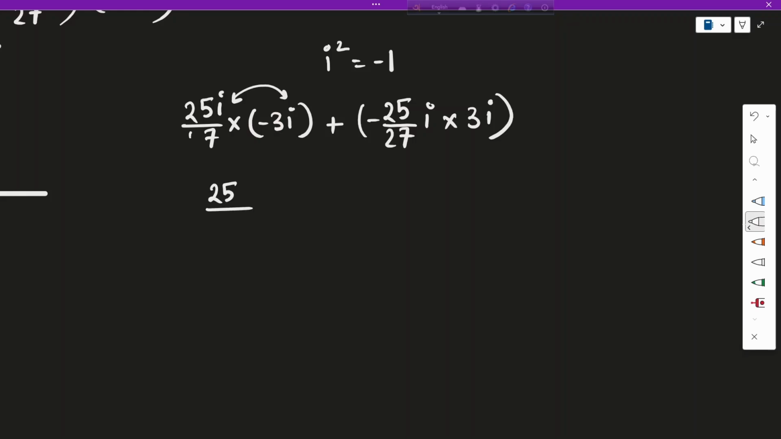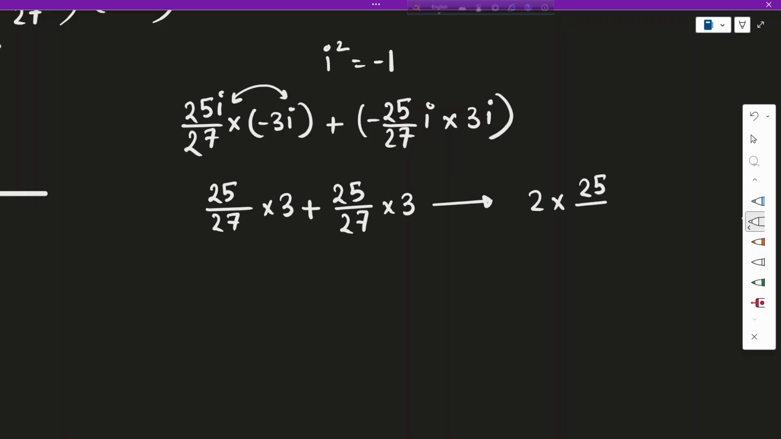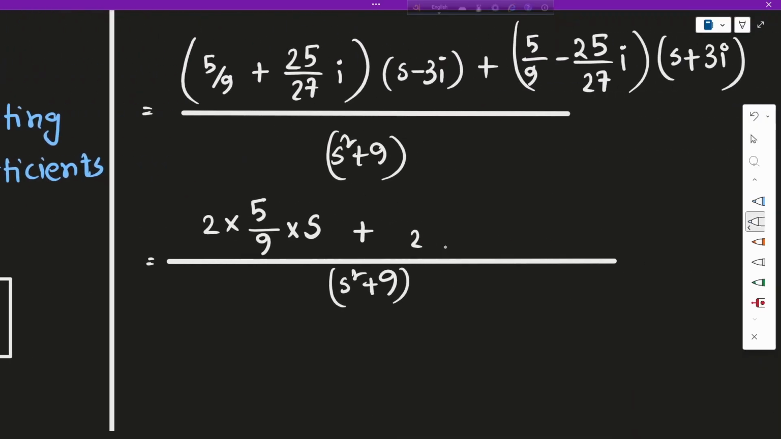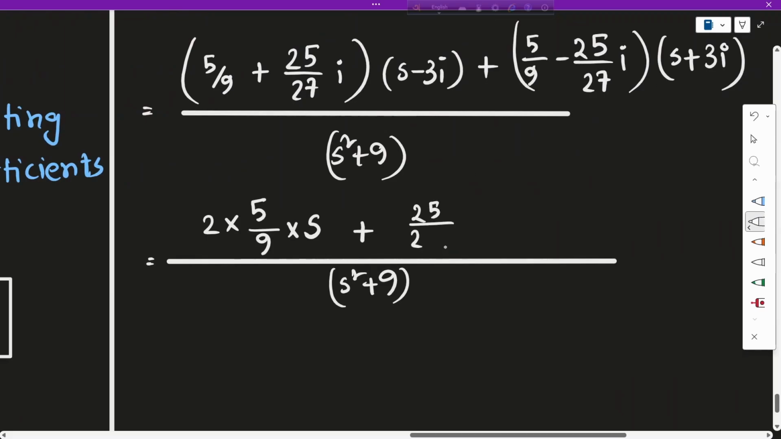So 25 by 27 times 3, plus there is also another negative here, and i squared is going to be negative 1, so negative is going to be positive. So this is also going to be 25 by 27 times 3. So this simply gives us 2 times 25 by 27 times 3. So we can actually plug in this constant right here.